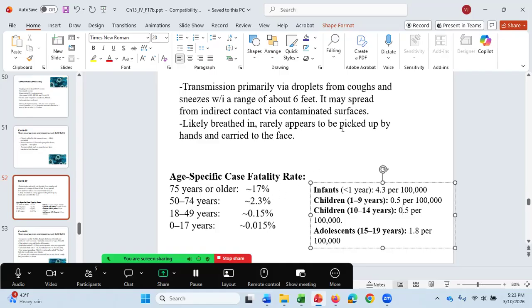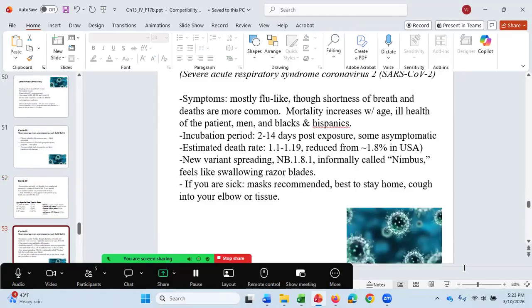So this one is U-shaped, but it's definitely much more on the elderly side than on the young side. And then it's really only children less than 1 year where COVID-19 is a risk. Let me shrink that down.